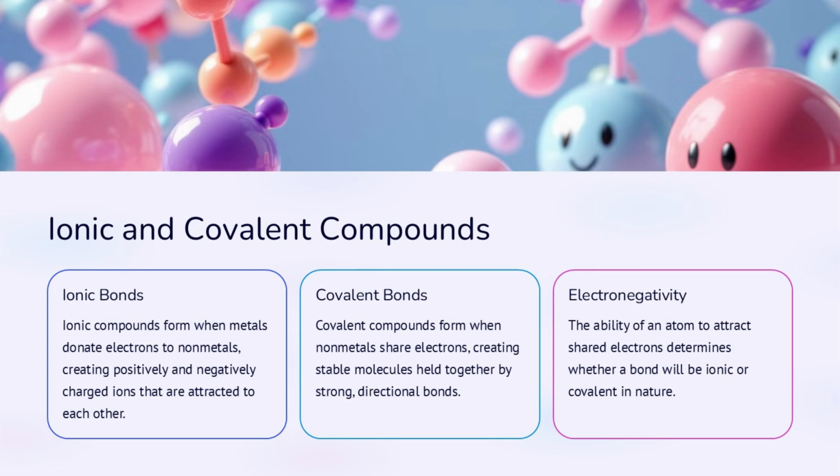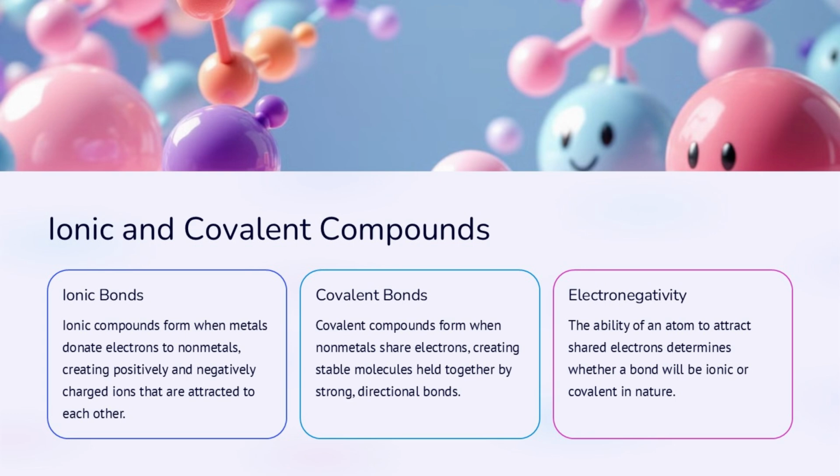Ionic compounds are formed when metals donate electrons to nonmetals, creating positively and negatively charged ions that are attracted to each other. Covalent compounds are formed when nonmetals share electrons, creating stable molecules held together by strong, directional bonds. The ability of an atom to attract shared electrons, known as electronegativity, determines whether a bond will be ionic or covalent in nature.